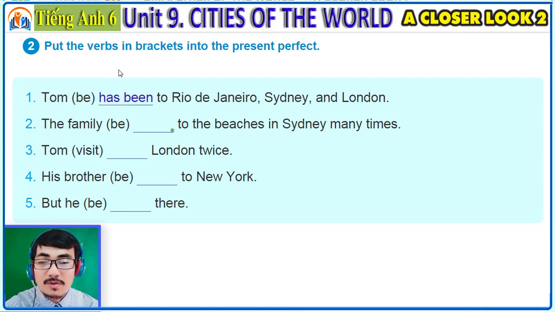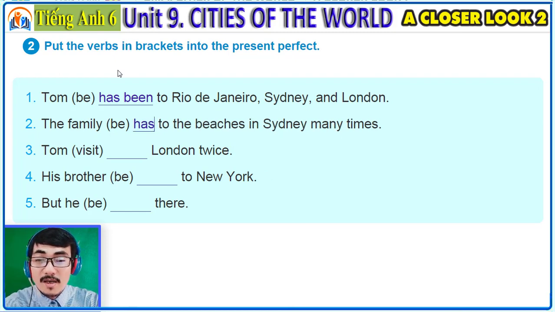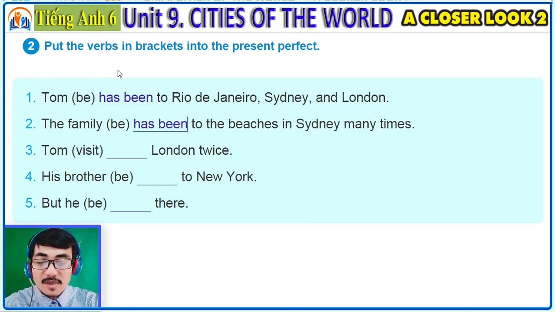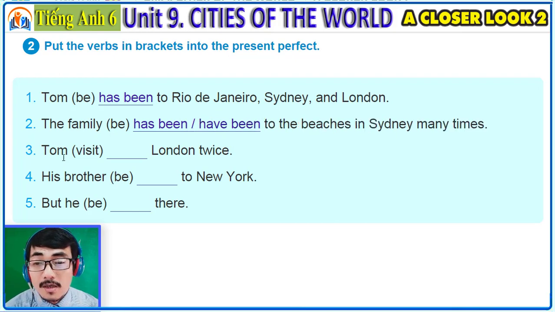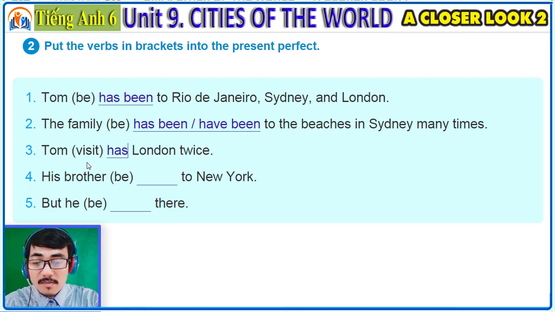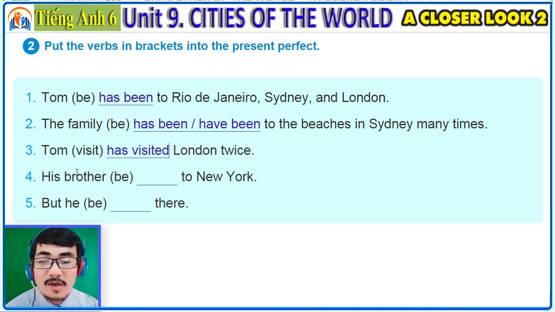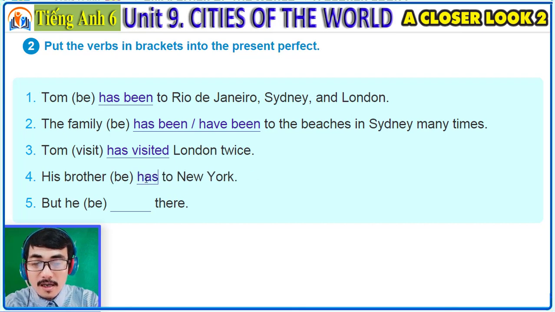Now 2, the family to the beaches in Sydney many times. So, the family has been. Now, Tom visits London twice. Tom has visited London twice. Okay. His brother to New York, easy one, has been to New York.